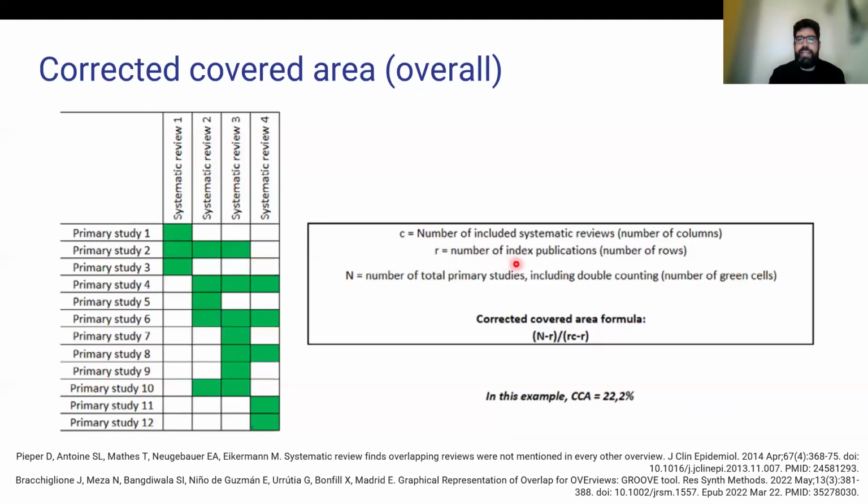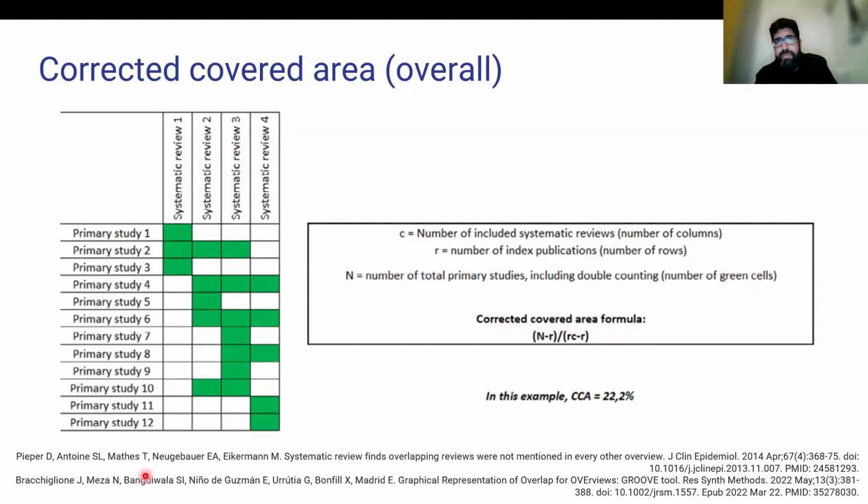R, that is the number of index publications, or the number of rows, in this case 12, and N, that is the number of total primary studies, including the double counting. So in this case, it is the number of green cells. And if we do this simple formula, we can have a percentage of overlap. So for this matrix, overlap is 22%.